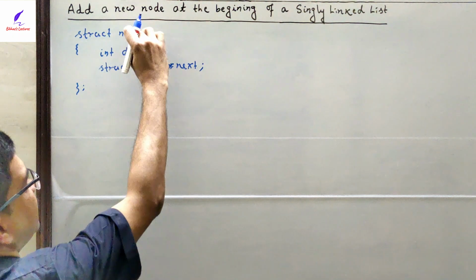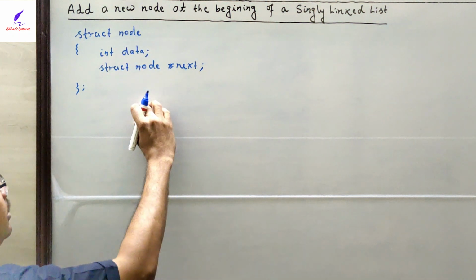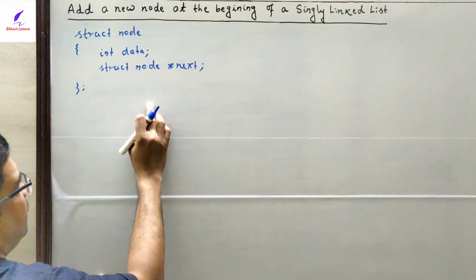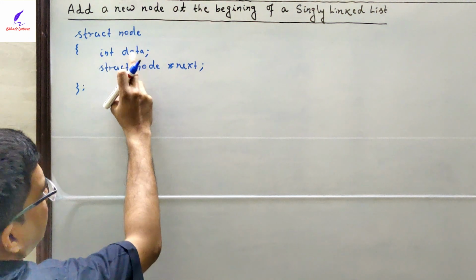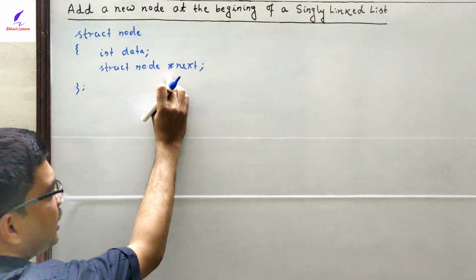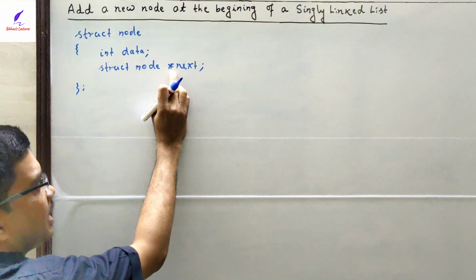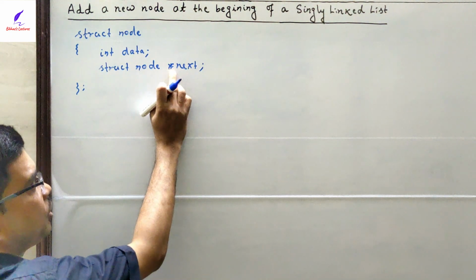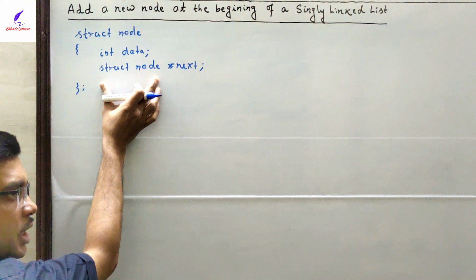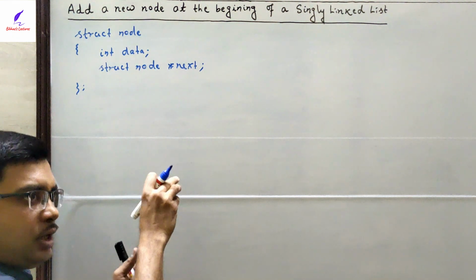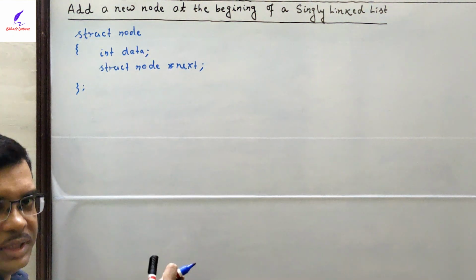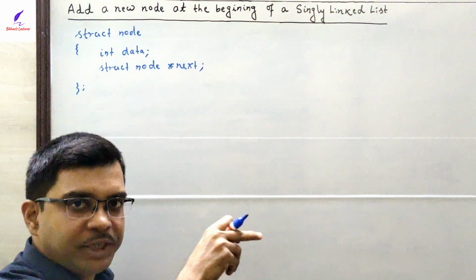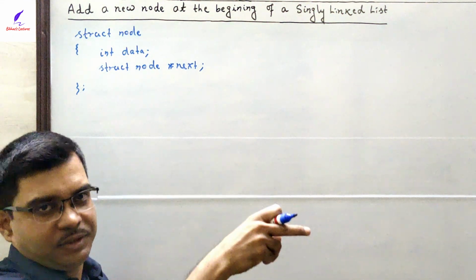So each and every node is defined by this structure. The first part is the data part and the second part is the next part. It is a pointer, that's why it has been declared with an asterisk symbol. This is the meaning of a pointer, and its type is struct node type. So this pointer contains the address of another node of the linked list, so it is pointing to another node.